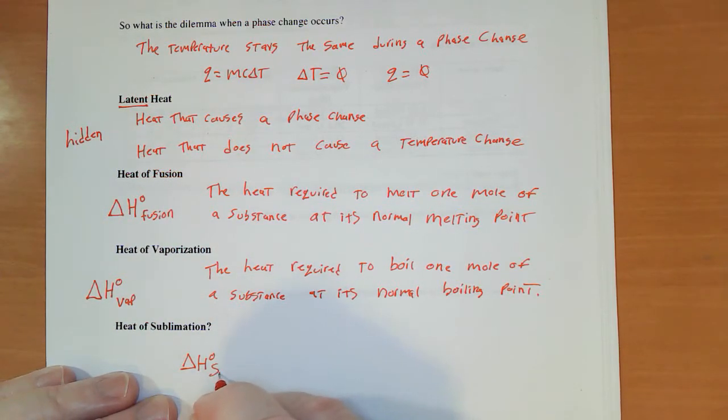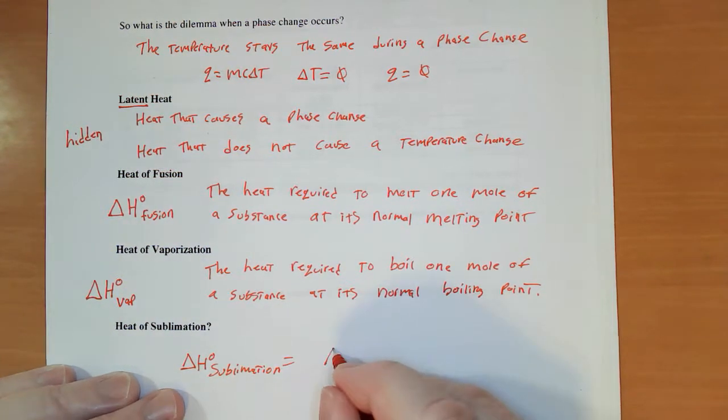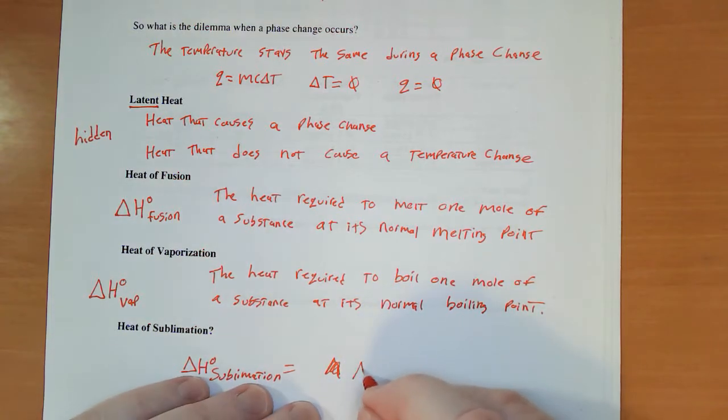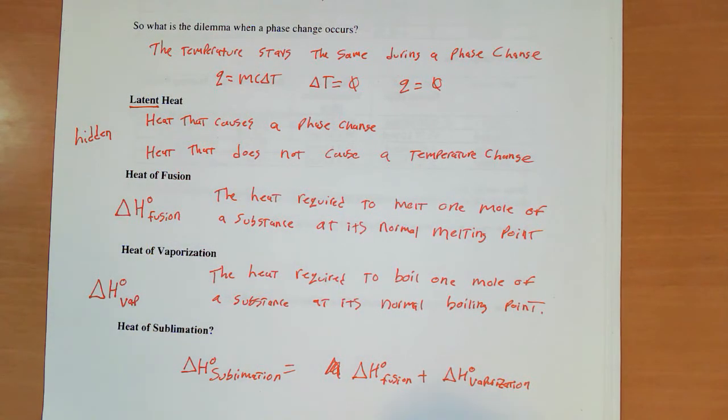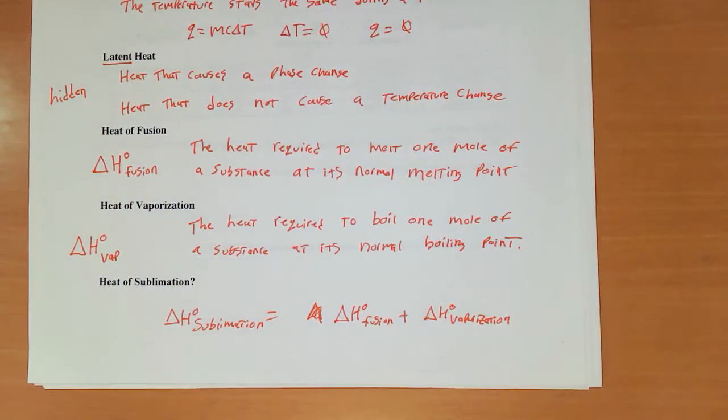Delta H naught sublimation equals delta H naught fusion plus delta H naught vaporization. Okay? And if we wanted one for deposition, we'd take the same number, but we'd put a negative sign on it. Okay? So really we only have to know these 2 definitions.